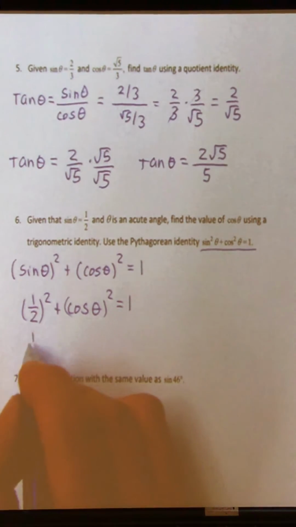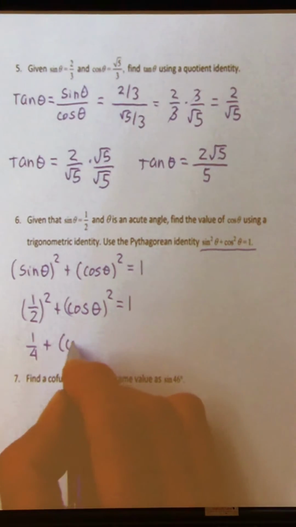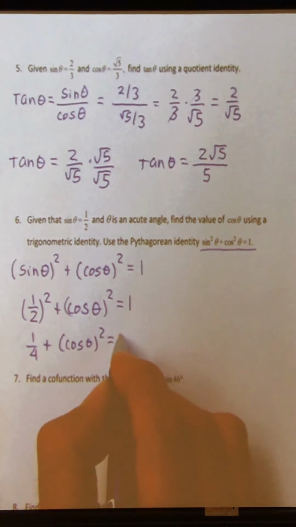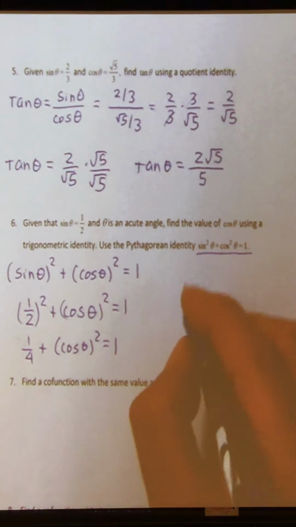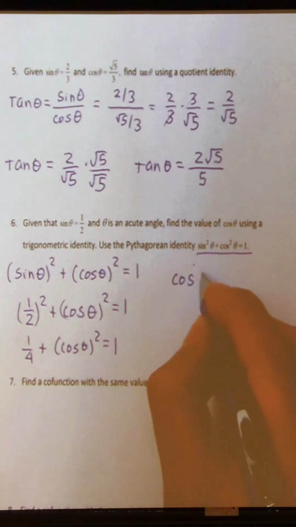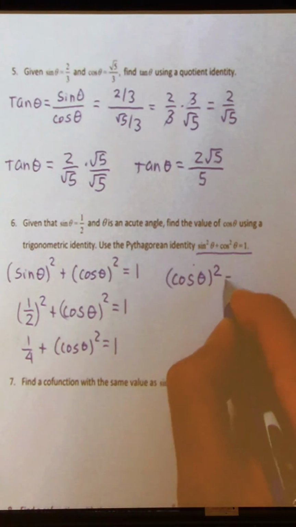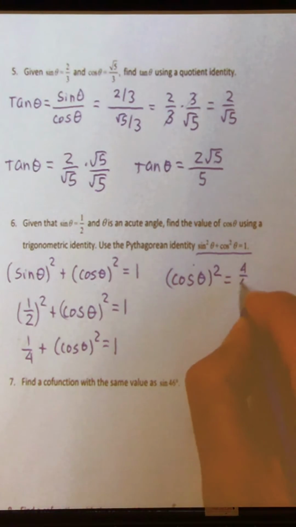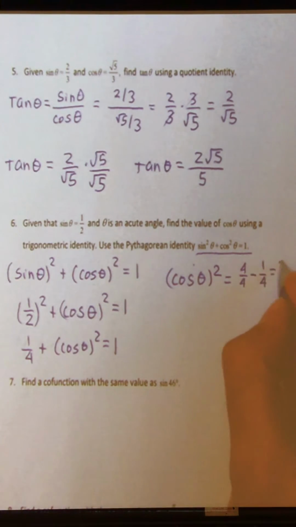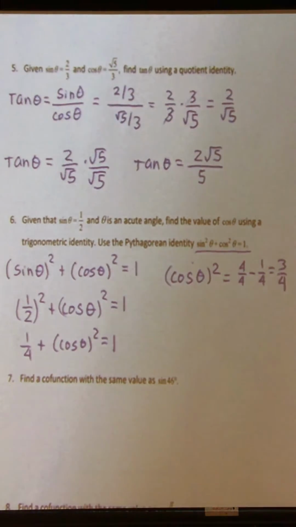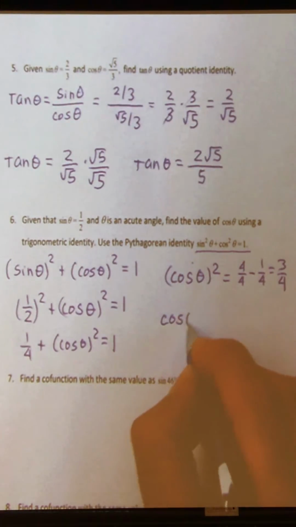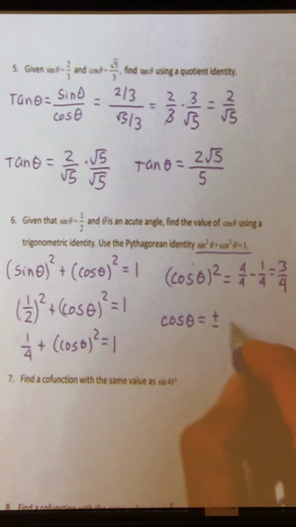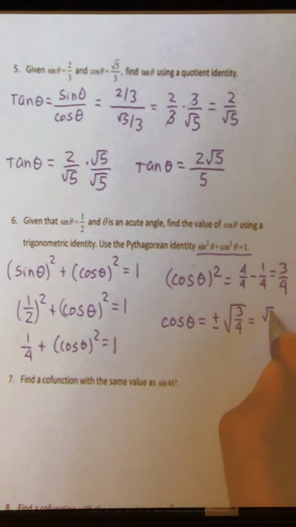So 1/2 squared is 1/4, plus cosine of the angle squared is 1. Subtracting 1/4 from both sides, cosine of theta squared equals 1 minus 1/4. So that's 4/4 minus 1/4, which is 3/4. Now taking the square root, cosine of theta is plus or minus the square root of 3/4, which is the square root of the top divided by the square root of the bottom.